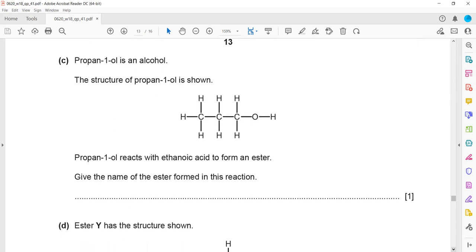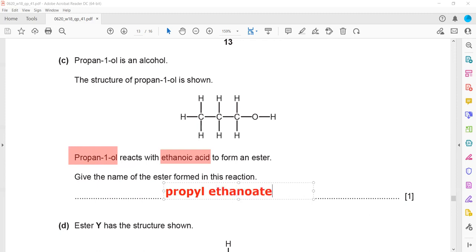Propan-1-ol is an alcohol. Propan-1-ol reacts with ethanoic acid to form an ester. So remember, the first name of the ester is from the alcohol and the second name is from the carboxylic acid. So propanol will be propyl. And the second name is from the acid, so it will be ethanoate. So it will be propyl ethanoate.